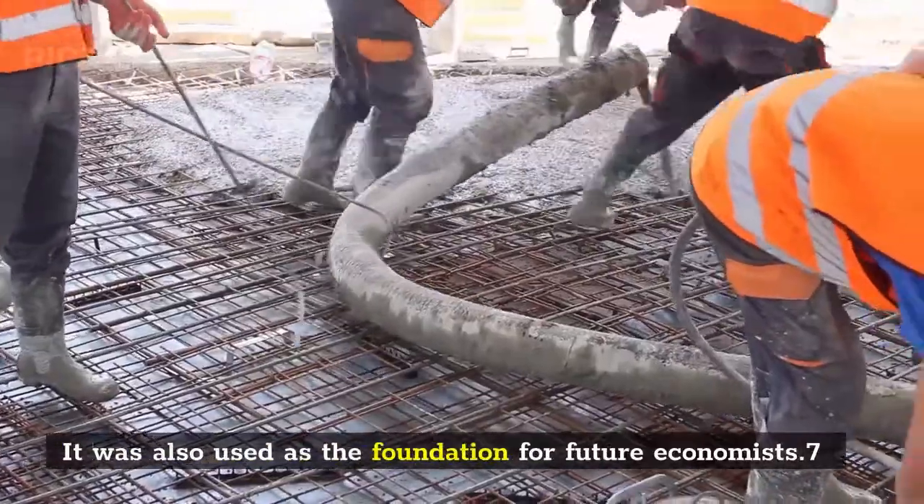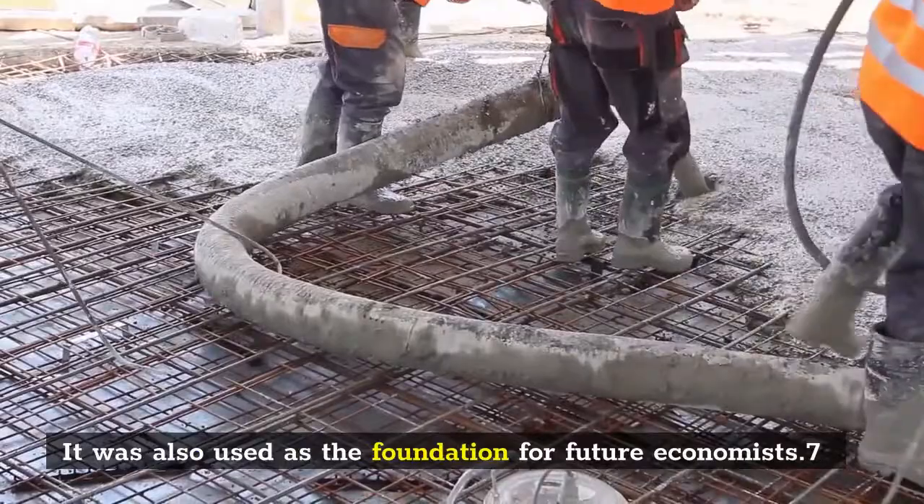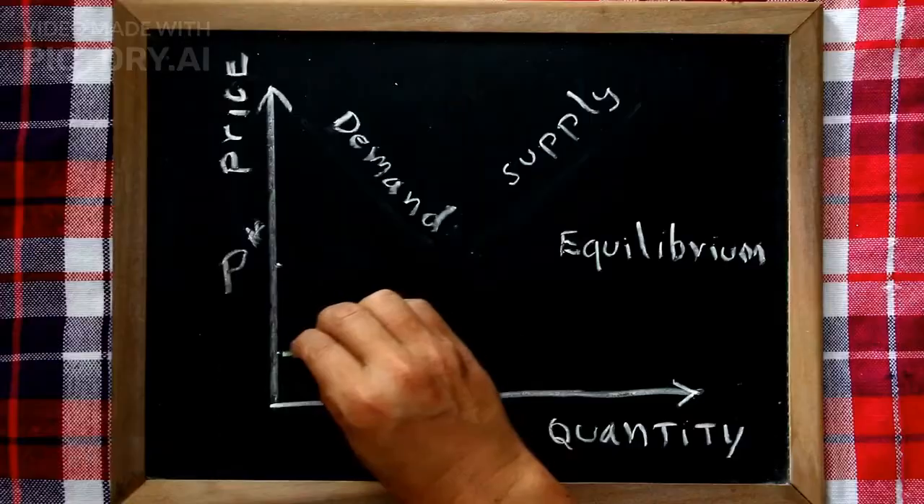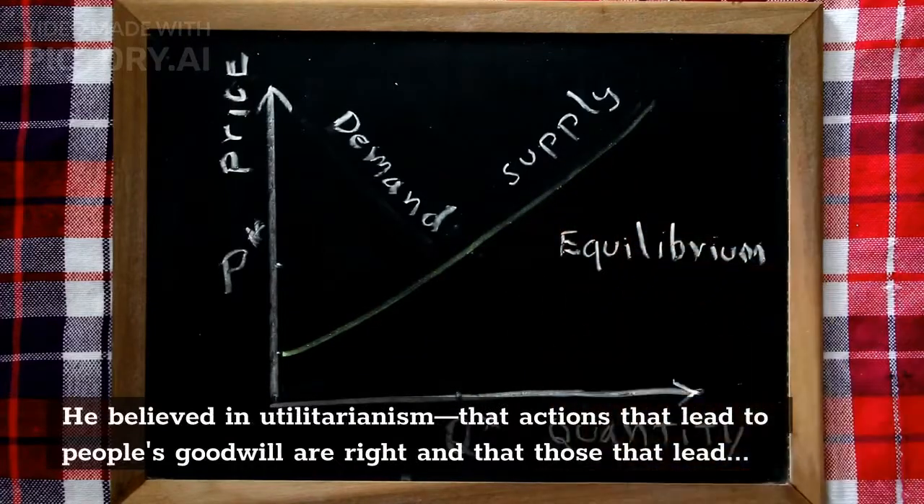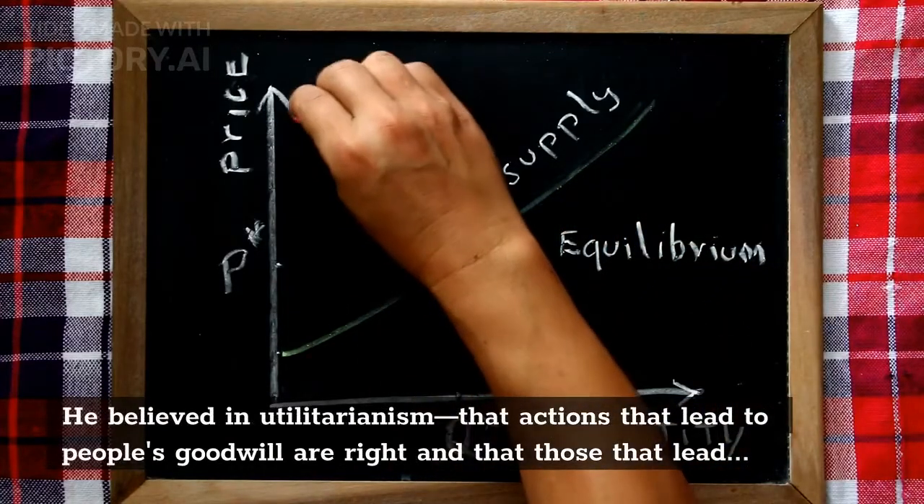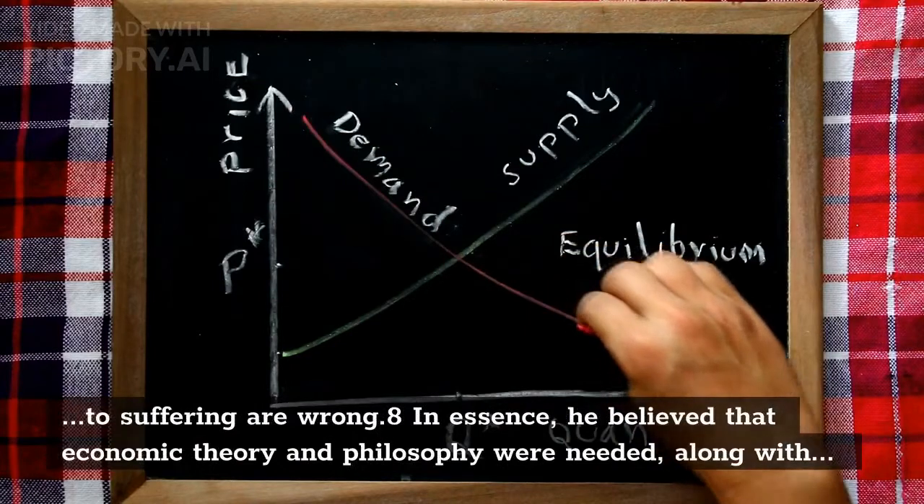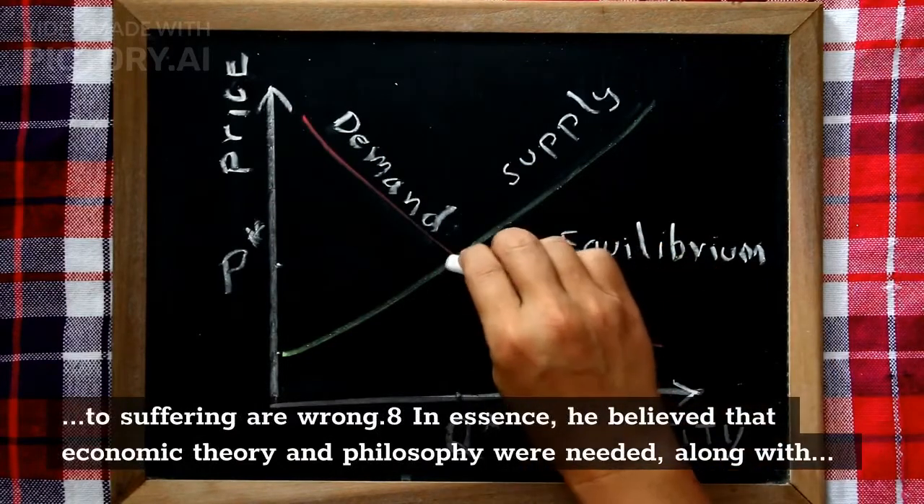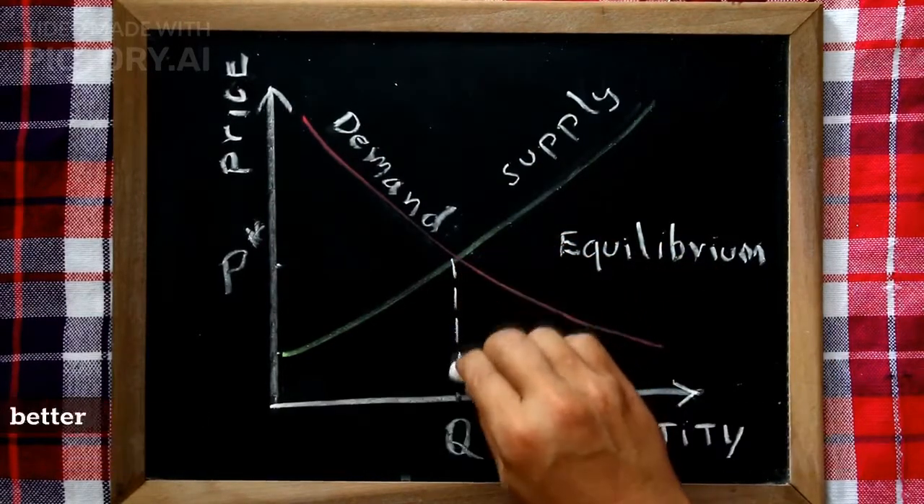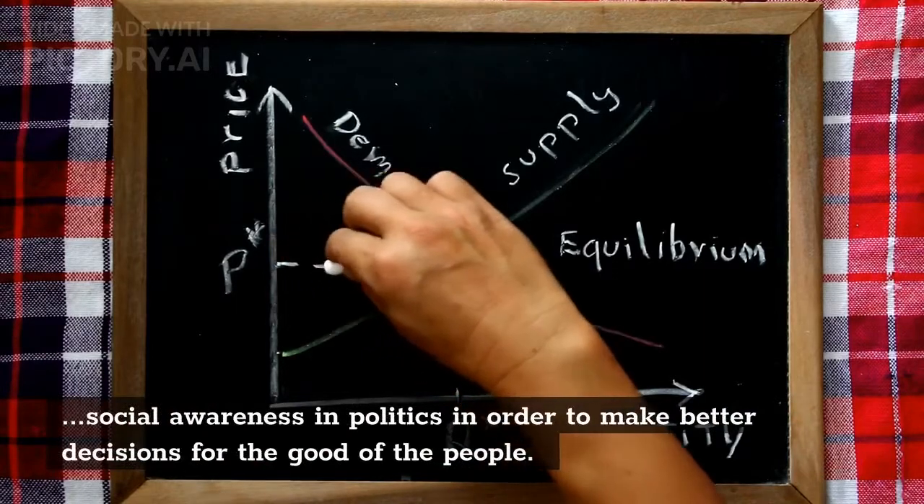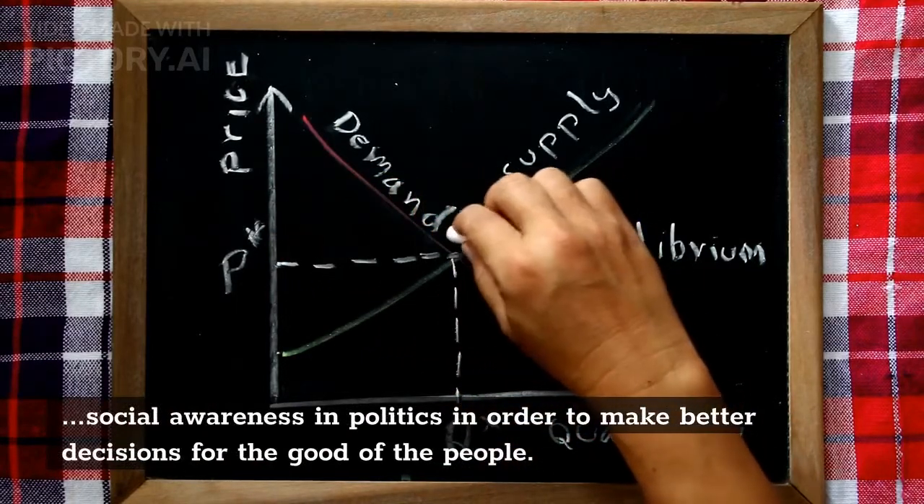It was also used as the foundation for future economists. 7. Mill combined economics with philosophy. He believed in utilitarianism, that actions that lead to people's goodwill are right and that those that lead to suffering are wrong. 8. In essence, he believed that economic theory and philosophy were needed, along with social awareness in politics, in order to make better decisions for the good of the people.